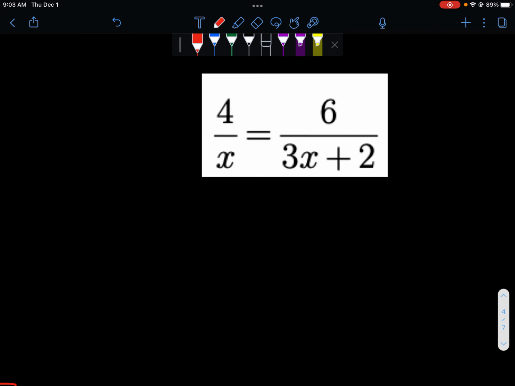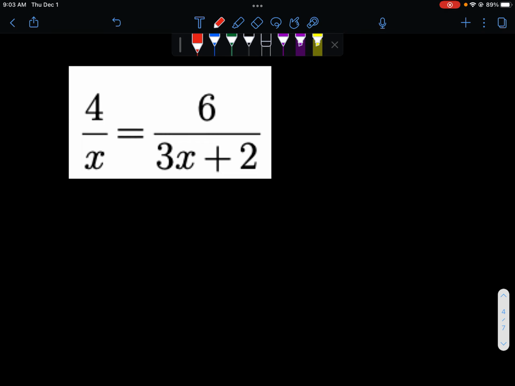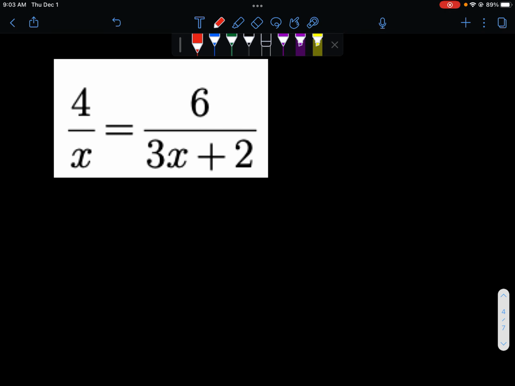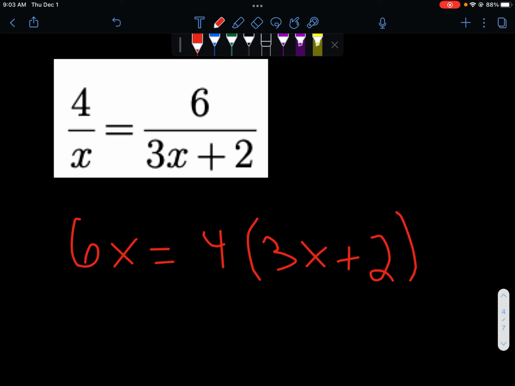Let's look at something that's going to challenge us maybe a little bit more. Here we have 4/x equaling 6/(3x+2). Let's find the cross products. We'll have 6 times x and 4 times (3x+2). Make sure that you use your parentheses when necessary, and they are necessary here. When we do 4 times (3x+2), we have to distribute that 4 to both of the terms in that expression. When we do so, we will have 6x = 12x + 8.